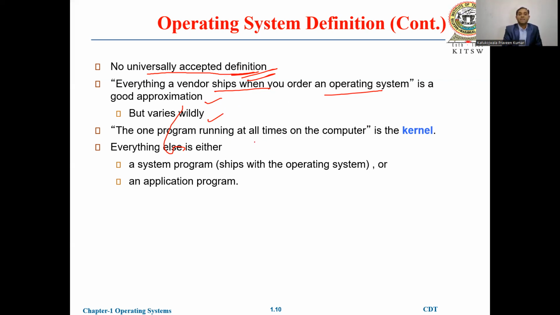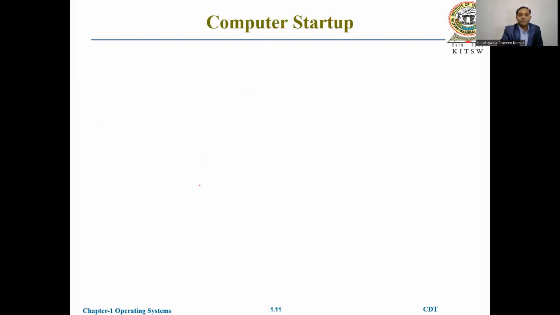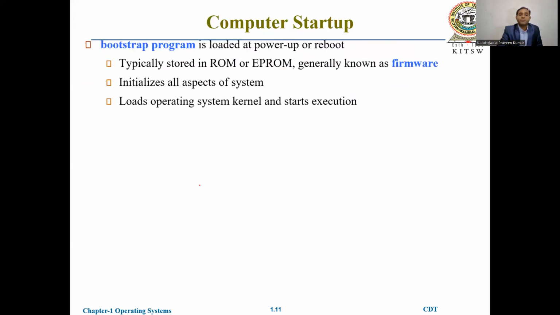The one program running at all times on the computer is the kernel. This is common for all systems. Everything else is either a system program or an application program.